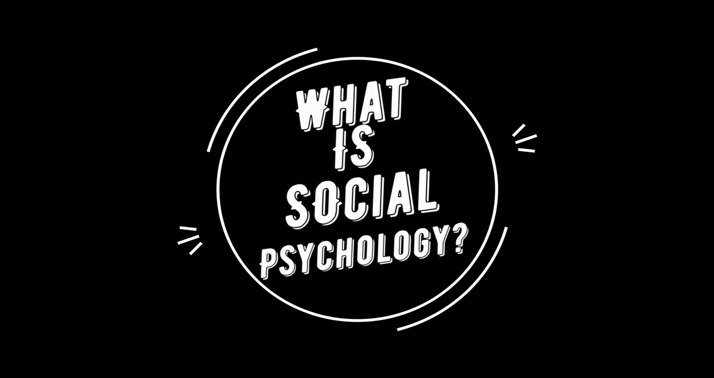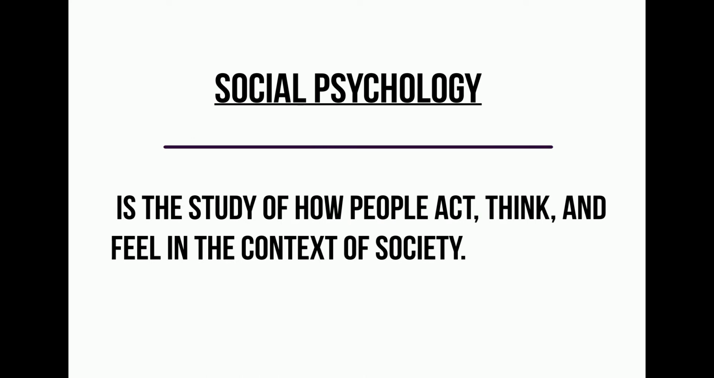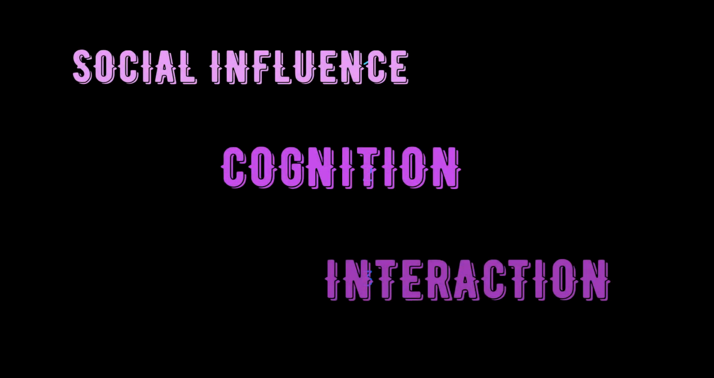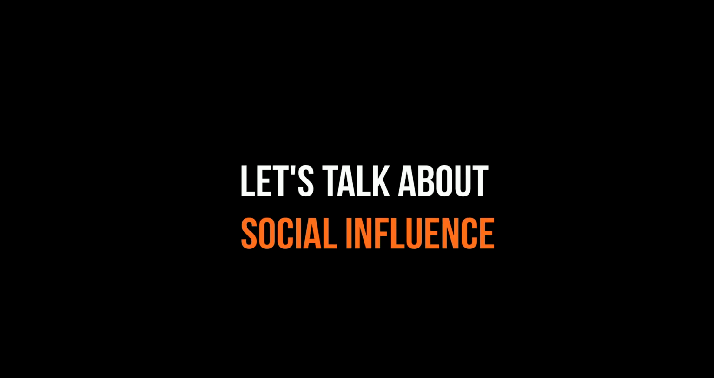What is social psychology? Social psychology is the study of how people act, think, and feel in the context of society. Social psychology is broken down in three main areas: social influence, cognition, and interaction. In this video, I will be talking about social influence and its factors.